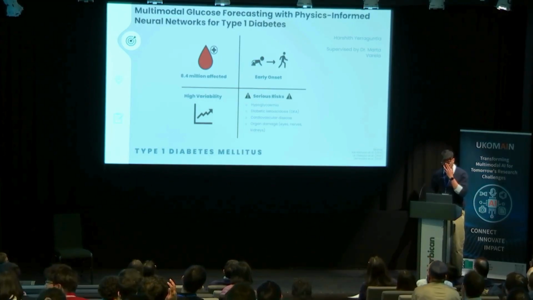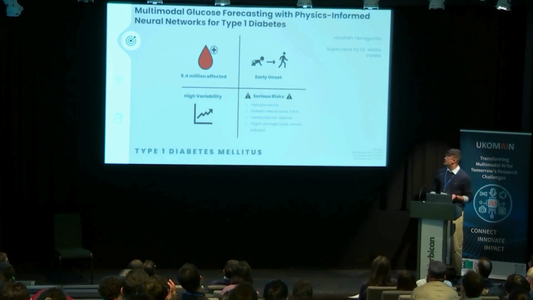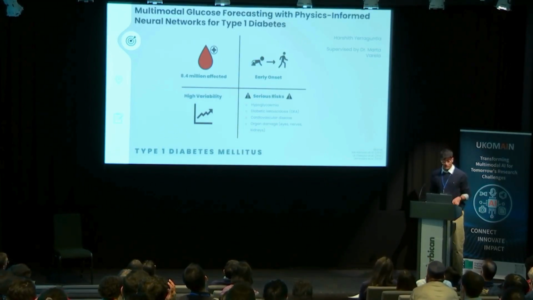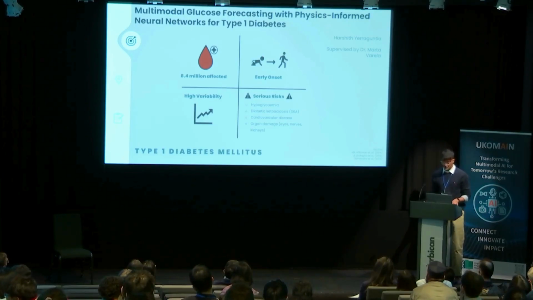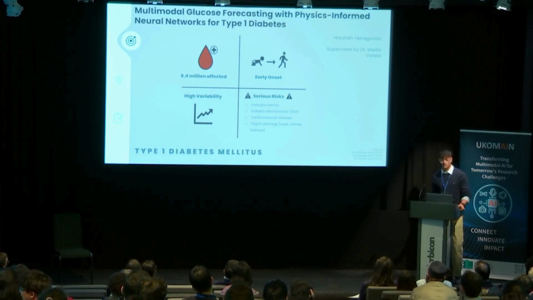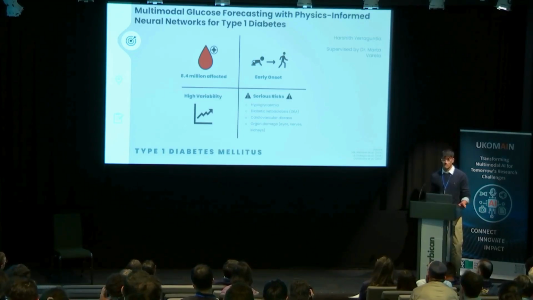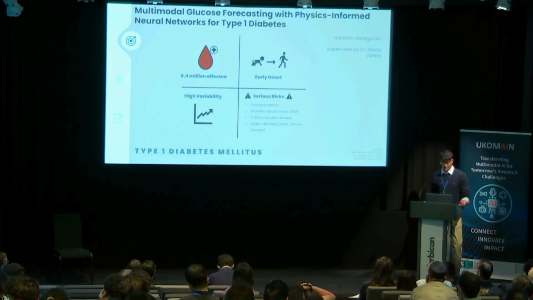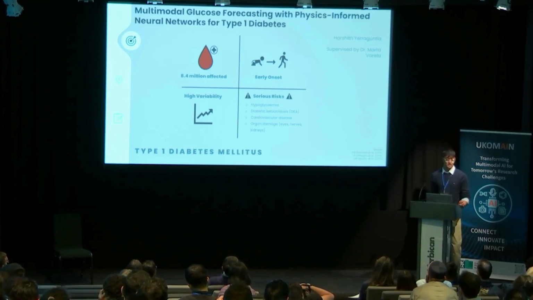Harshith, and today I'll be talking about my project on multimodal glucose forecasting with physics-informed neural networks in type 1 diabetes. Type 1 diabetes is a lifelong autoimmune condition that affects over 8 million people worldwide, and 85% of these cases are diagnosed in early childhood or in adolescence.